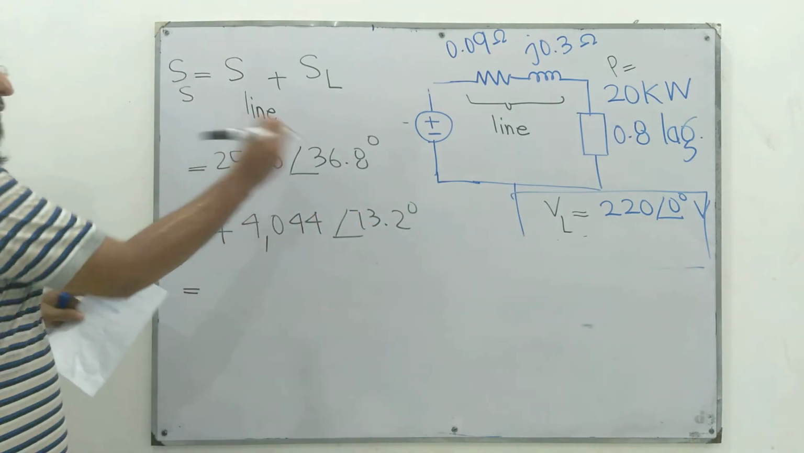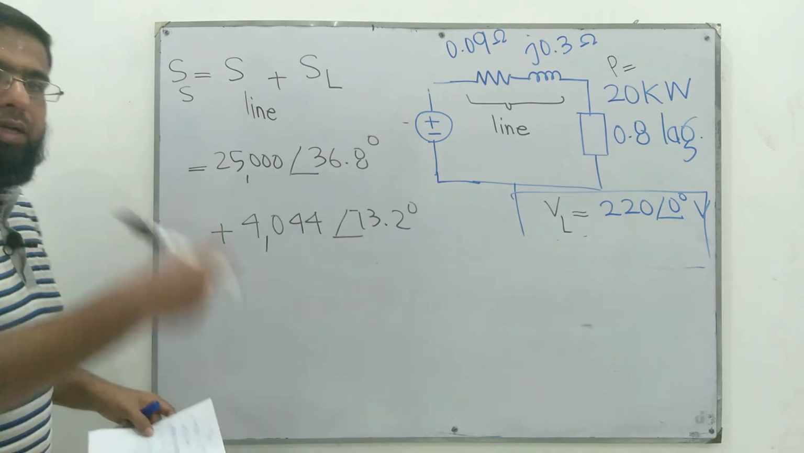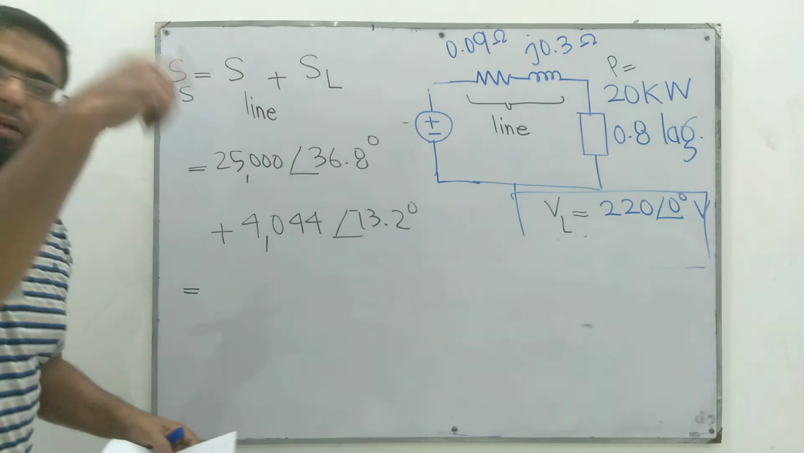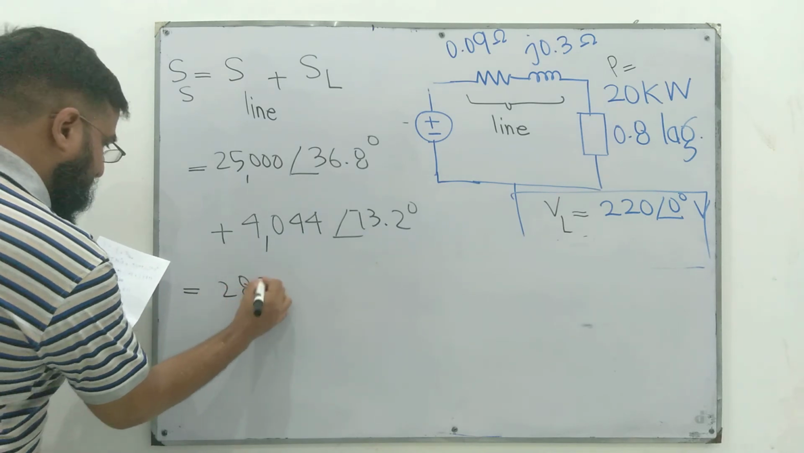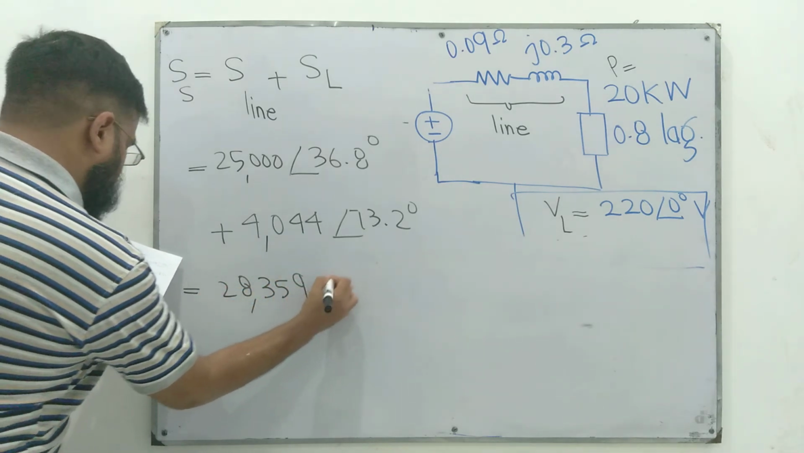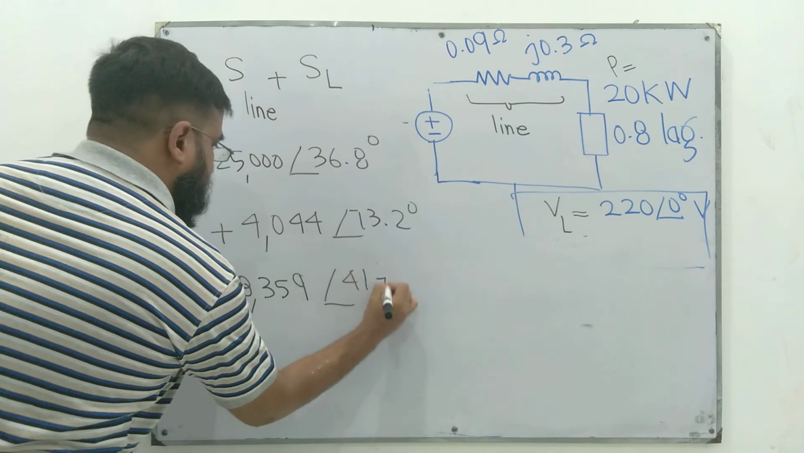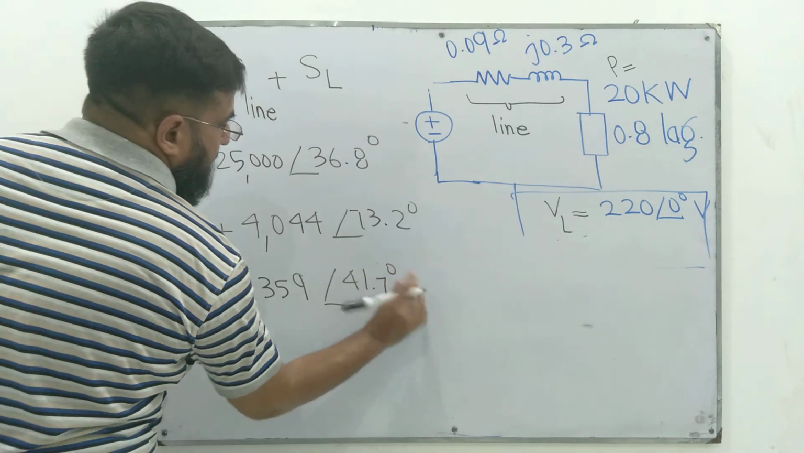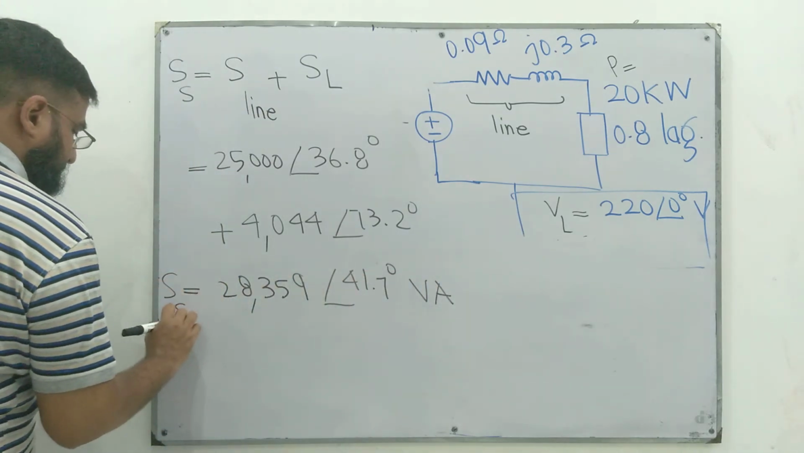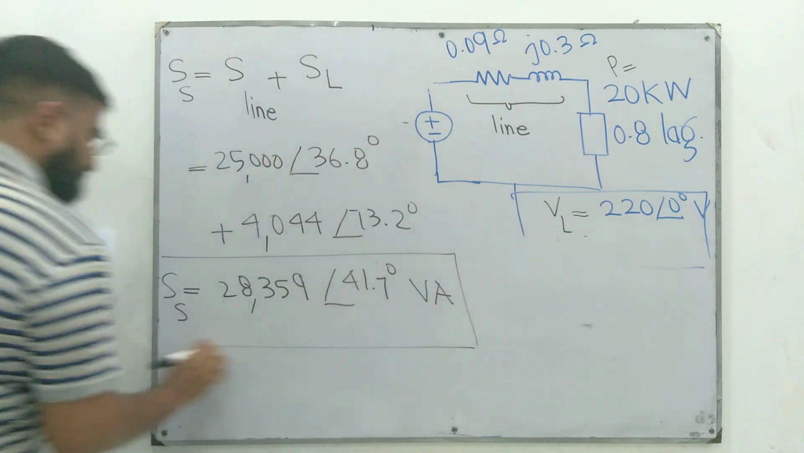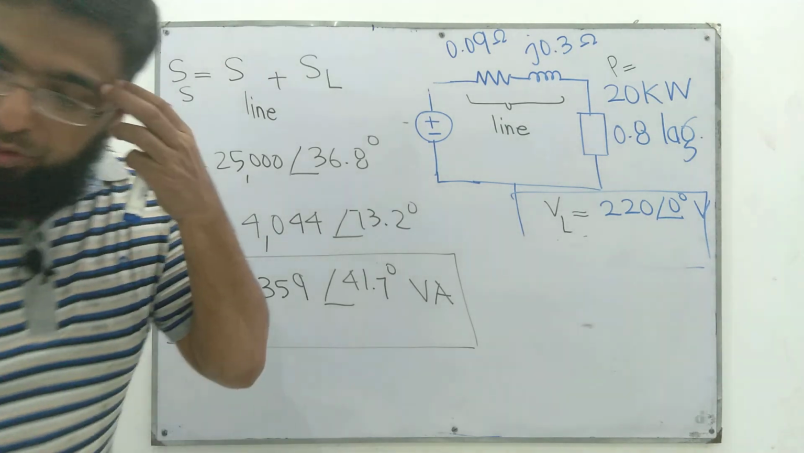We have to convert these into rectangular numbers, then add the real parts and imaginary parts separately, and then convert back into polar form. So it's left as a small homework for students. 28,359 at an angle of 41.7 degrees will be your answer. It's given in my notes, you can verify it or do it as a small homework.